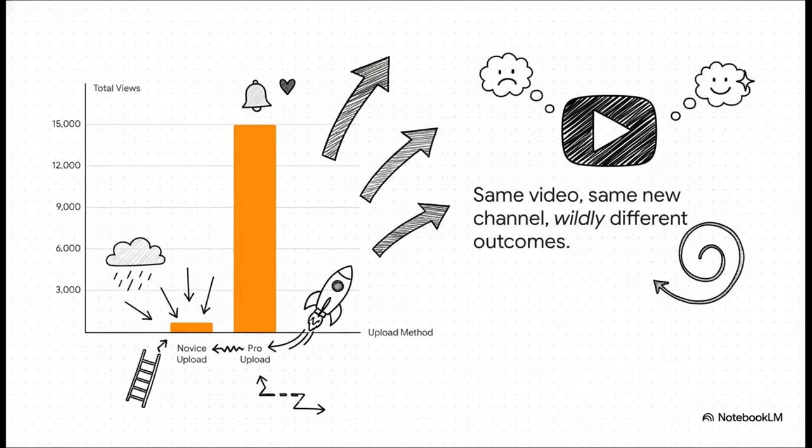The results were just staggering. The Novice upload pretty much flatlined at around 700 views. But the Pro upload blew past 15,000 views and pulled in over 1,000 subscribers from that one video. Think about that. Same video, same new channel, but completely different worlds. This just goes to show that how you upload is critically important.